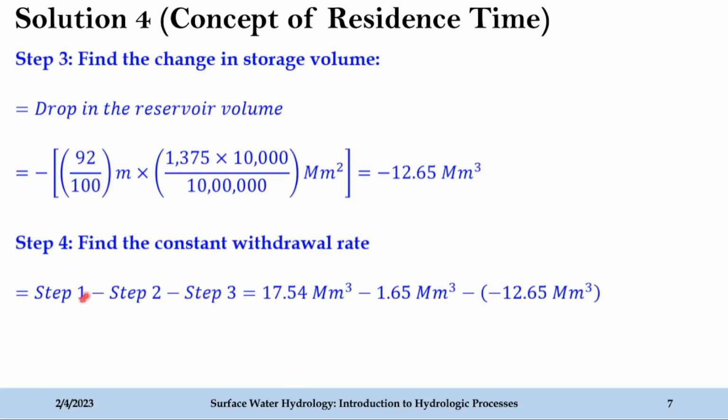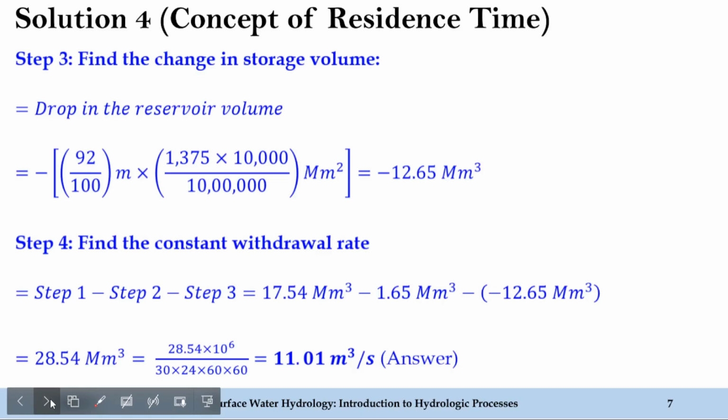So substituting these values which we obtained from steps 1, 2 and 3, here step 1 was 17.54 million meter cube. This was the input volume, and it is being subtracted from the output volume, which is 1.65 million meter cube, and it is again subtracted by the drop in the reservoir volume. Here we see that the drop in the reservoir volume was already negative, so this minus will become plus, and if we solve, we get the total constant withdrawal volume as 28.54 million meter cube.